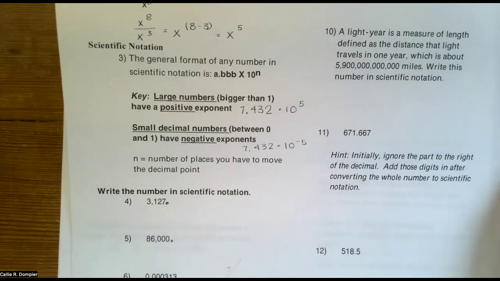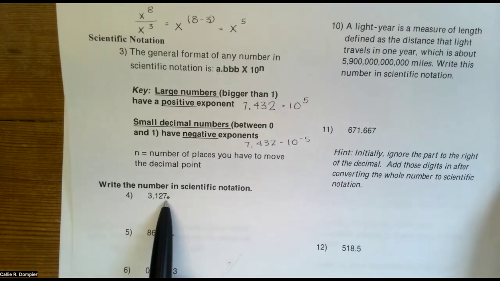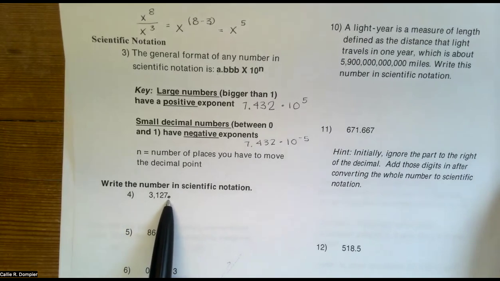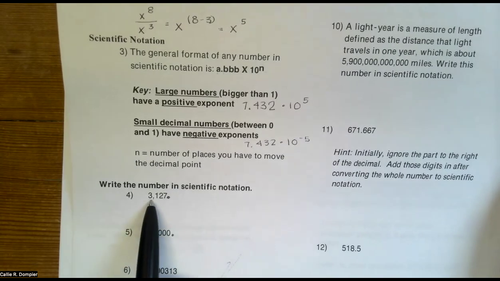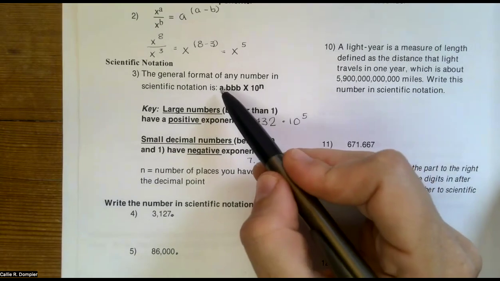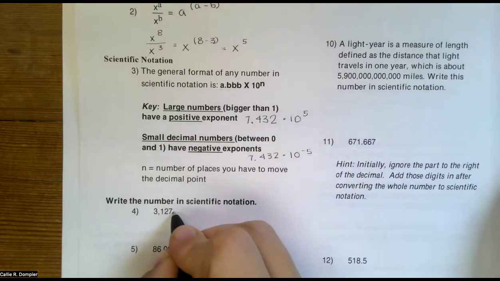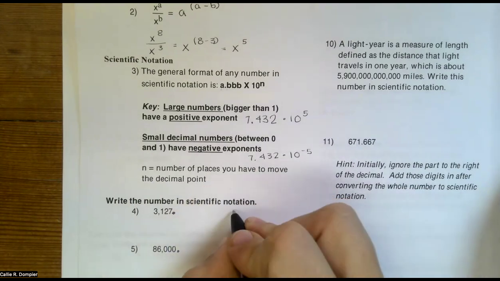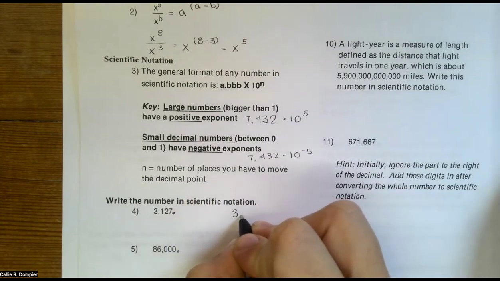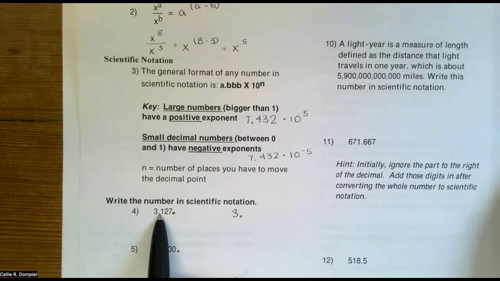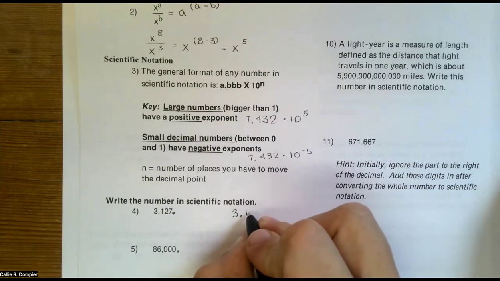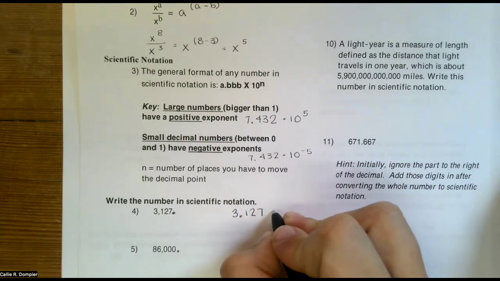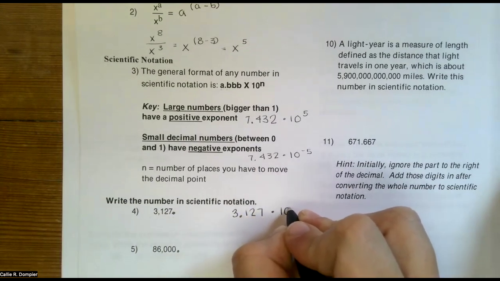3,127, for example. Okay, so this number, 3,127, is not huge, but they are asking us to put it in scientific notation. So instead of 3,000, I just want it to be the number 3. My decimal point is right here. The n is going to be the number of places you have to move the decimal point. So I know it's going to be 3 point, right? And then you have to include all the numbers behind the 3. 127. 3.127 times 10, right?